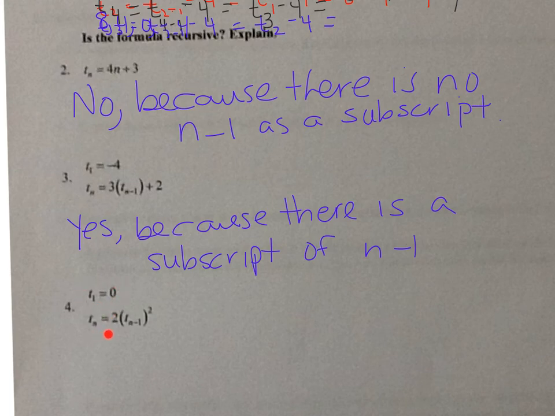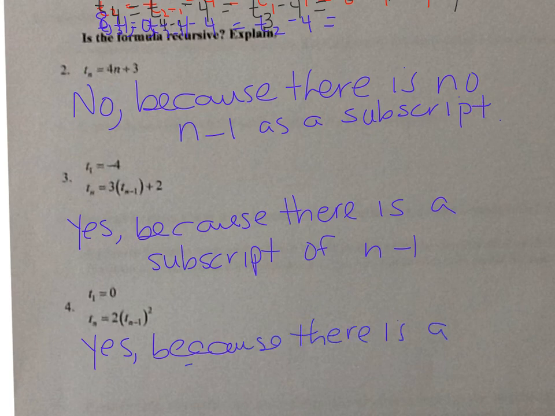All right, and the last one, t sub 1 equals 0. T sub n equals 2 times t sub n minus 1 squared. This is recursive, yes. And same thing, because there is a subscript of n minus 1. Okay, and let's take a look at the word problem.